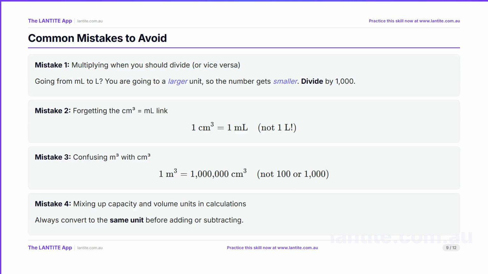Let's flag some common mistakes. First, multiplying when you should divide. If you are converting milliliters to liters, you are going to a larger unit, so the number must get smaller. Divide by 1,000, do not multiply. Second, forgetting that 1 cubic centimeter equals 1 milliliter, not 1 liter. Third, confusing cubic meters with cubic centimeters. 1 cubic meter contains 1 million cubic centimeters, not 100 or 1,000. And fourth, mixing units in a calculation. Always convert everything to the same unit before you add, subtract, or compare.